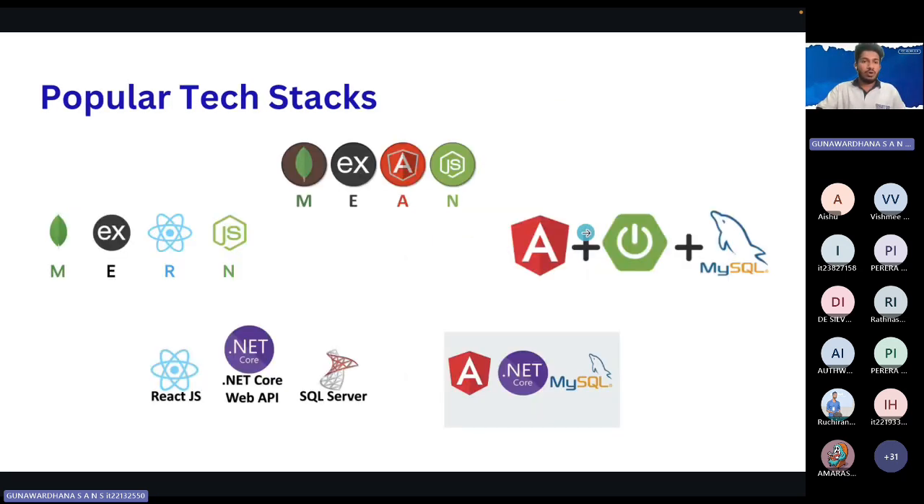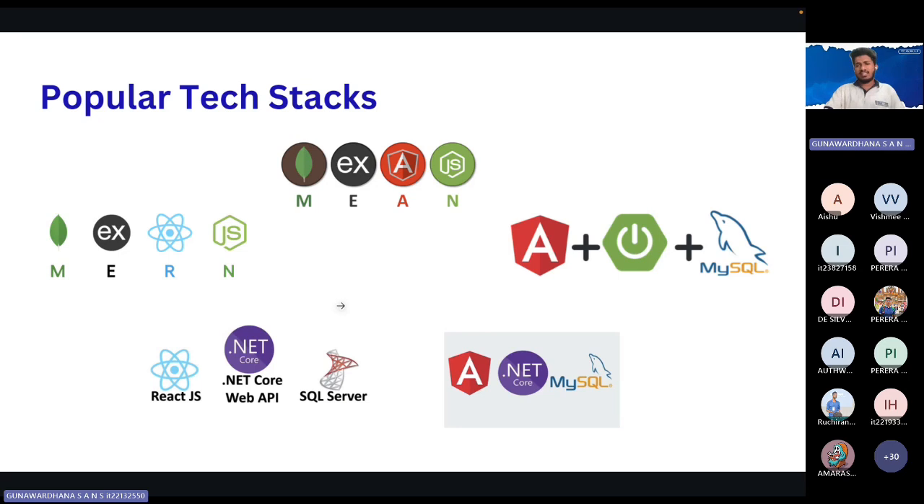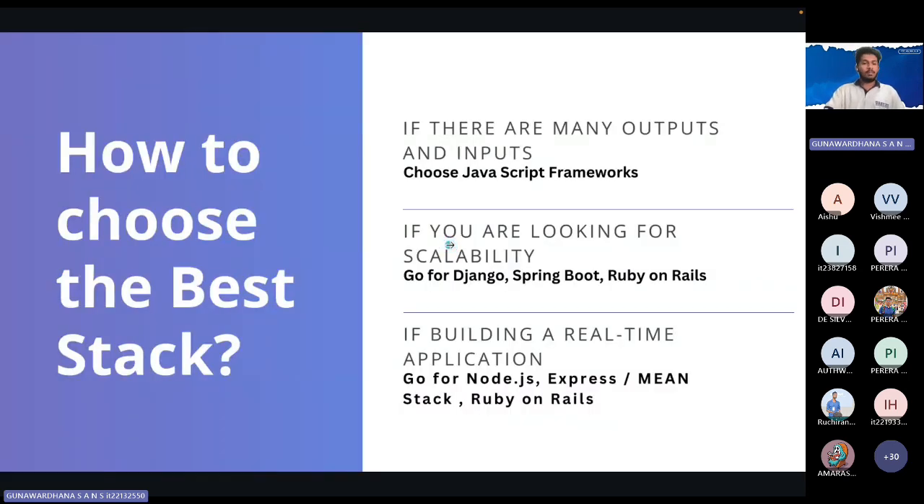So guys, here I mentioned some popular tech stacks. Here you can see the MERN stack, the MEAN stack, Angular with Spring Boot and MySQL, and also React with .NET and SQL Server. So guys, I mentioned a lot of tech stacks, right? In that case, how do you choose the best tech stack for your IT project?